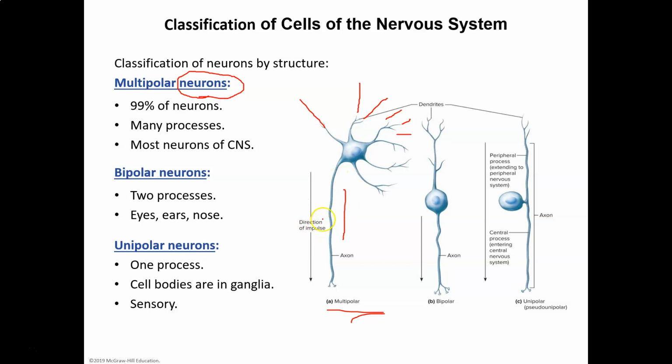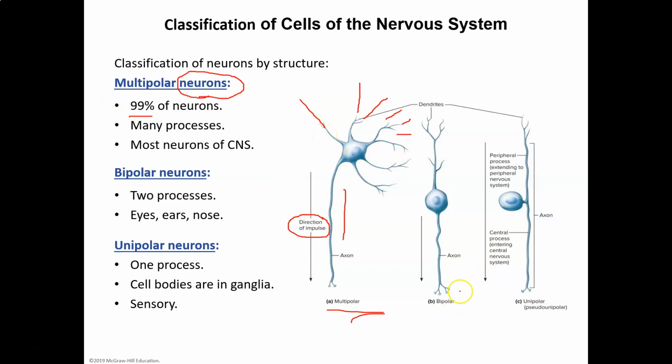And you see the direction of impulse is always, always, always in that direction, from dendrites through dendrites to axon. It's not always through the cell body. You're going to see that in a minute. This is called a multipolar neuron. Look at that, 99% of neurons all through your body are multipolar.